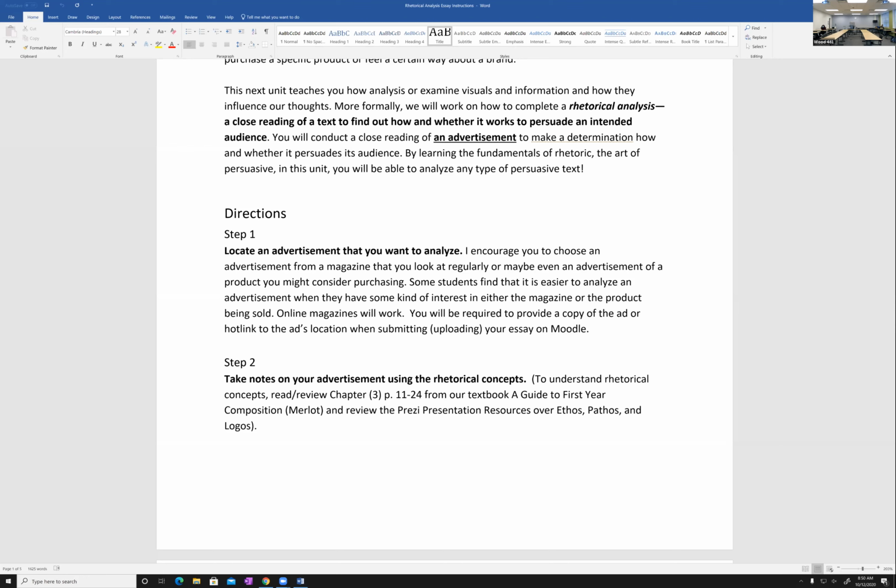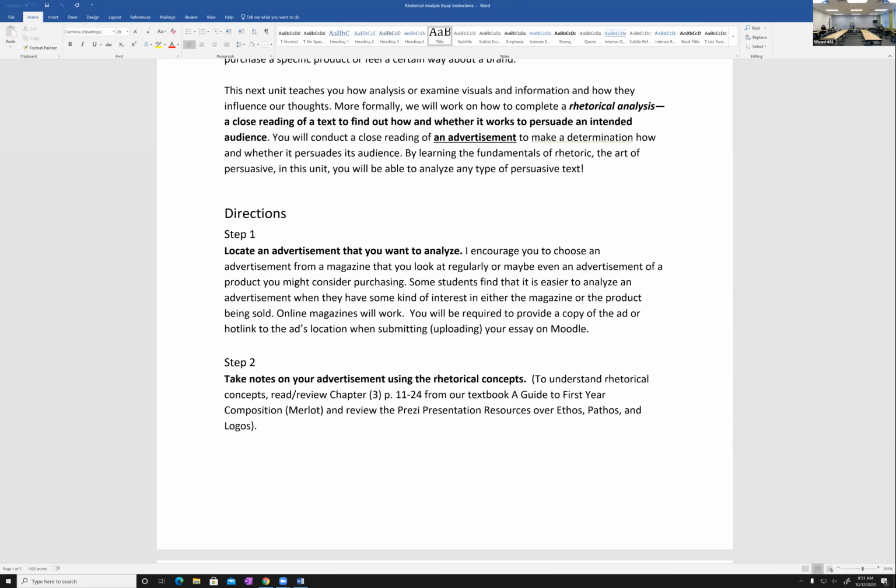What I tell students, the easiest thing for you to do is to go through an old batch of magazines that you may have, or maybe your great Aunt Fanny has laying around, maybe mom has them, maybe dad has them, who knows, and then pick an ad from that particular magazine. You will need to provide a color copy of the ad, or you're going to have to provide a hot link to the ad's location if it's online when you are submitting. So whatever ad you choose, whether it be print out of a magazine that you can touch with your hands, or if it's electronic, in other words, you went online to a magazine, you are going to have to provide me with a full color exact ad.